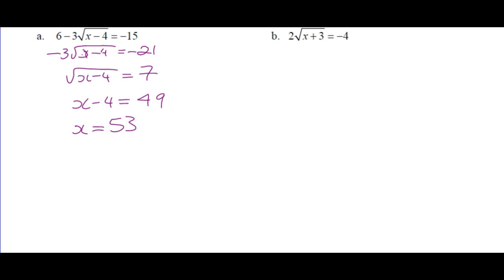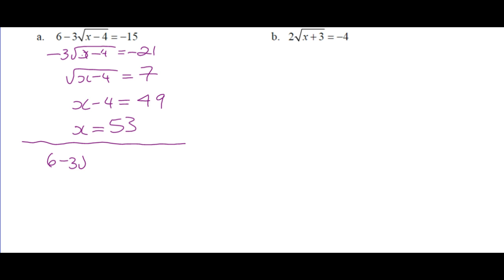Show you another verification method. So that's solved. So the verify is plug in the x value of 53 and see if we actually get negative 15. So 6 minus 3 root 53 minus 4 equals negative 15. I throw a question mark over the equals, right? Is this equal to? I don't know that it is, so I'm asking. 6 minus 3 root 49. 6 minus 3 times 7.